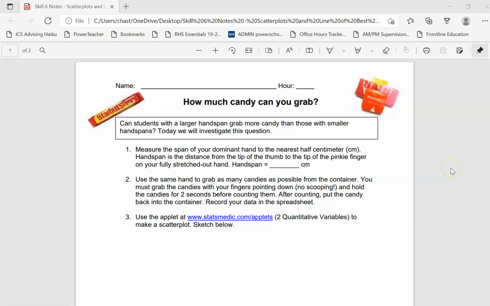All right, everybody. We are going to start off our lesson on scatterplots and line of best fit. In class, you'll get to do an activity where you get to try to grab a handful of Starbursts. So if you are not in this classroom today, then sorry, you will be missing this. But what we're going to do is use this data to help us understand a relationship between two variables.